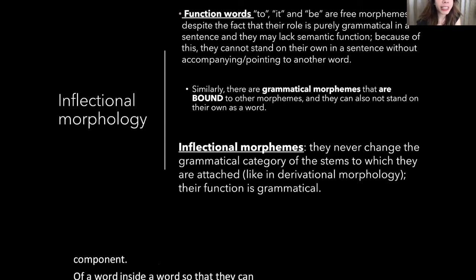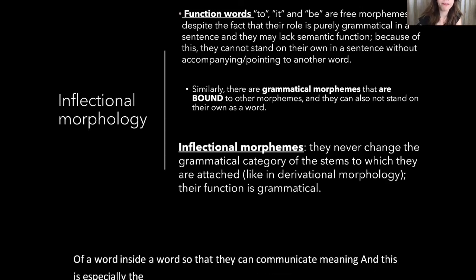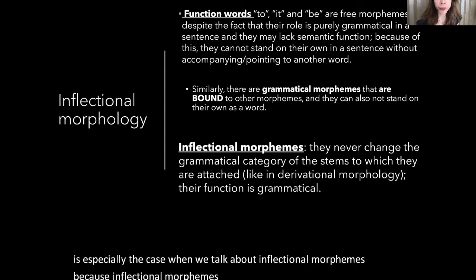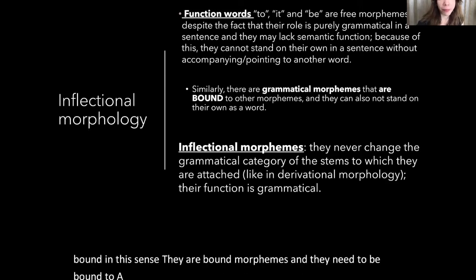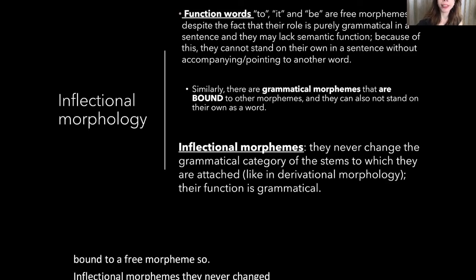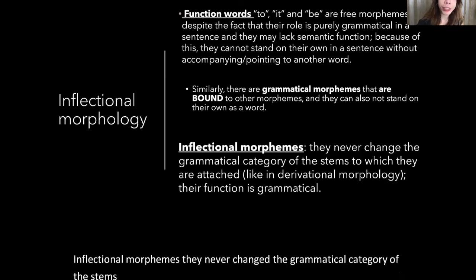And this is especially the case when we talk about inflectional morphemes, because inflectional morphemes are purely grammatical. So they are bound in this sense. They are bound morphemes and they need to be bound to a free morpheme. Inflectional morphemes never change the grammatical category of the stems like we saw in derivational morphology. So their function is purely grammatical.